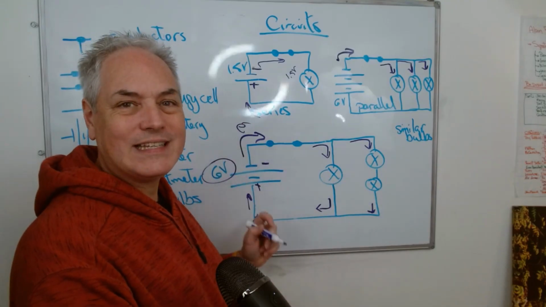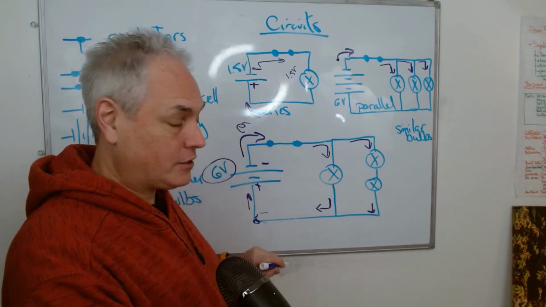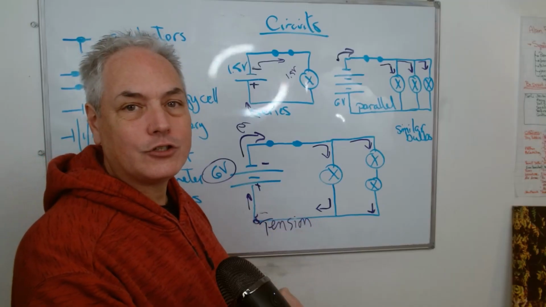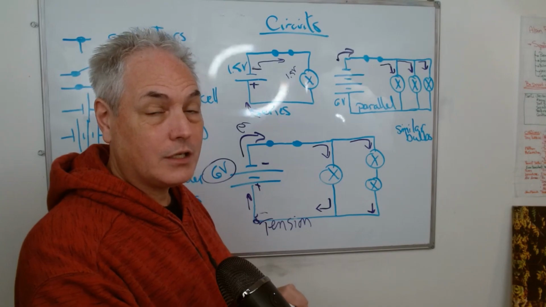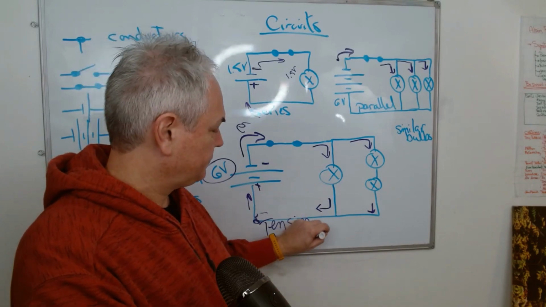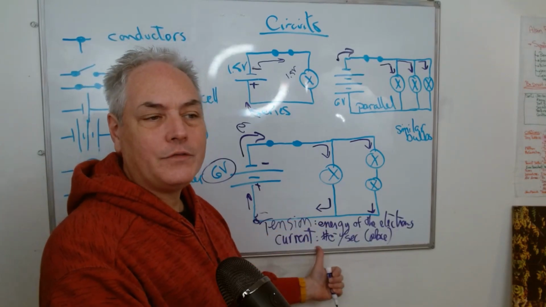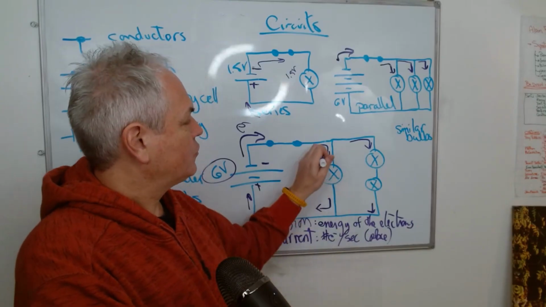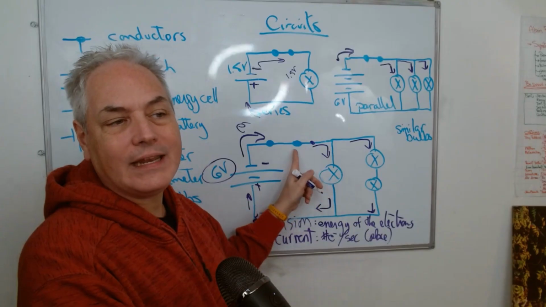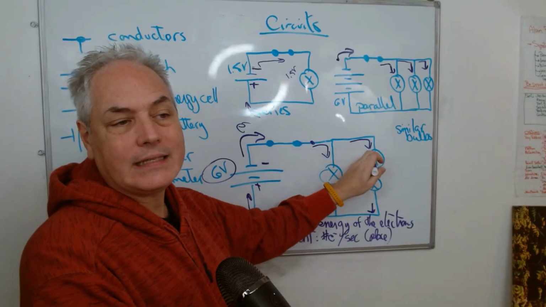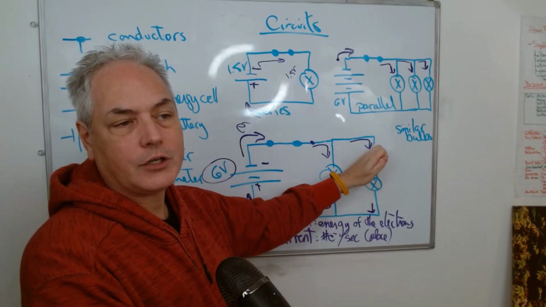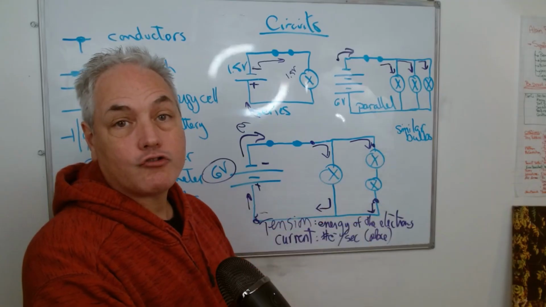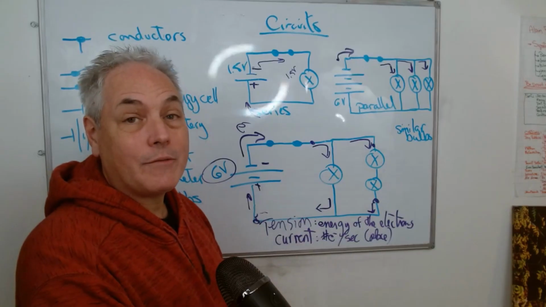Now, if you have here 6 volts, so this is the tension. If you have the tension in a circuit, the tension is the energy of the electrons. The current is the number of electrons going through the circuit at one place per second. So I want to know at this spot here, how many electrons are going through. At this spot right here, or at this spot right here. Now, these are 2 pieces of information that are useful.